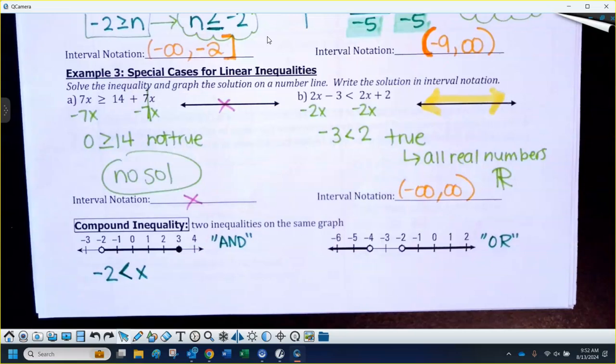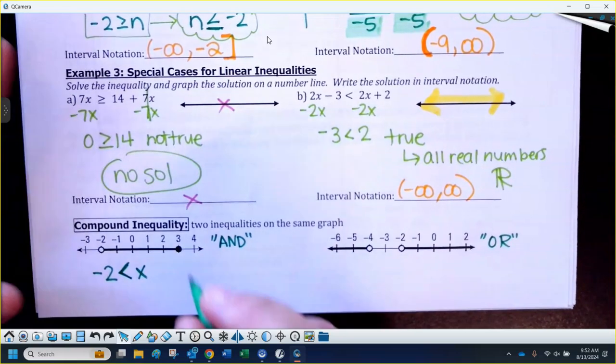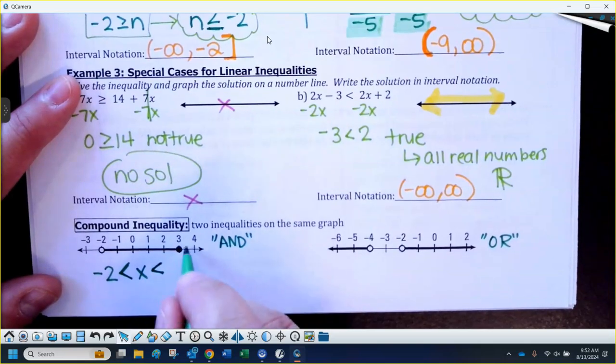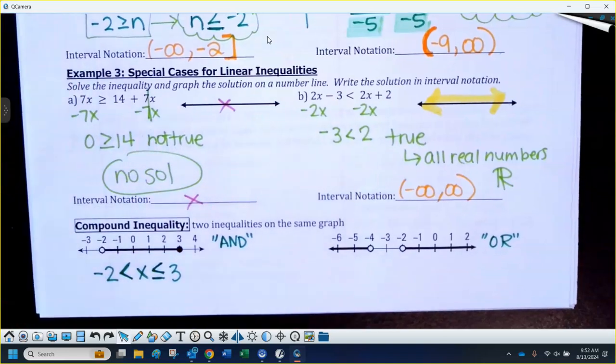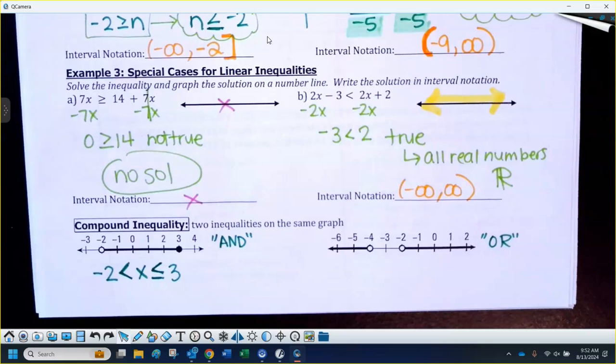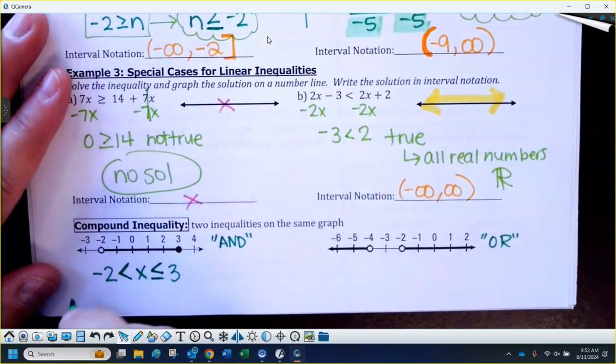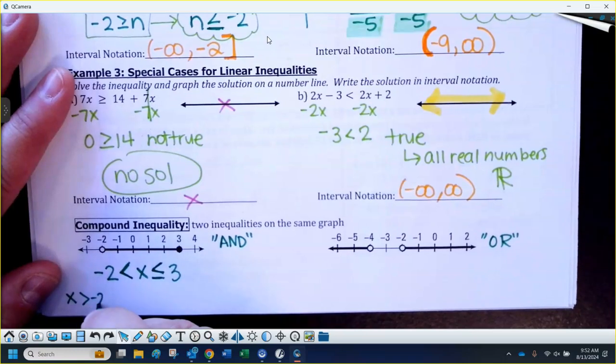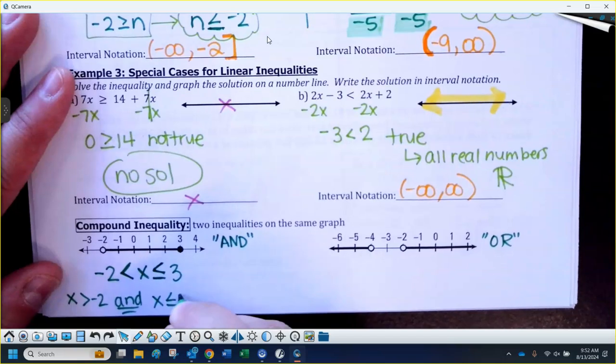So this is saying X is bigger than -2, and then this will also point to the left, and because that 3 has a filled in circle, I'm going to say less than or equal to 3. So it's saying X is between those two values. I'm going to write this just so you can see it. As two separate inequalities, this would be X is greater than -2, and at the same time, X is less than or equal to 3.